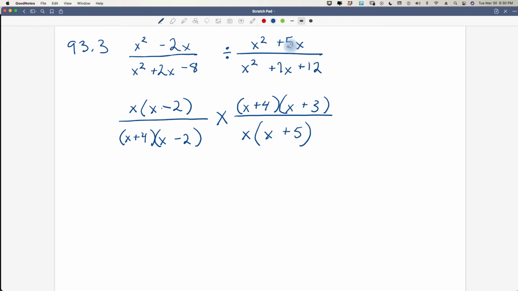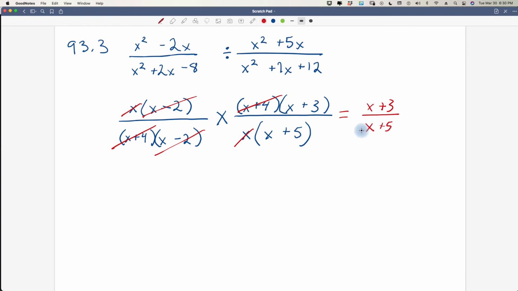All right, so now we can cancel. We have everything factored. So I see x plus 4. I see x. I see x minus 2. And that's all I see. So we have our answer, x plus 3 over x plus 5.